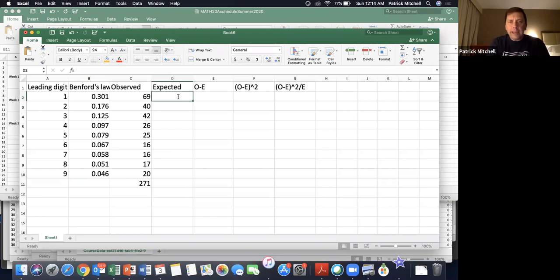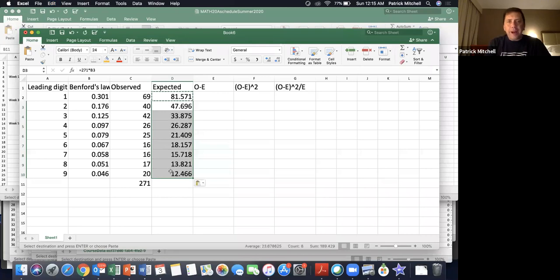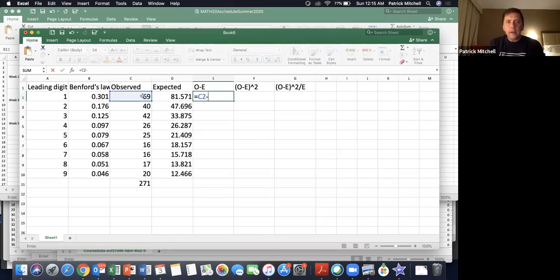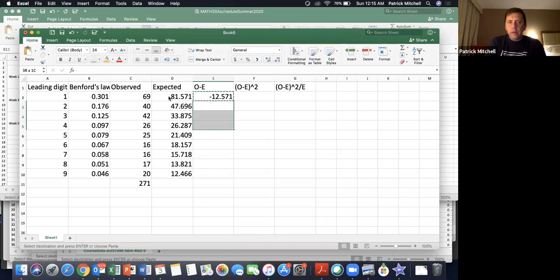So here I'm going to say equals 271 times this value over here. And I'm going to do that as a cell reference so that when I copy this cell down to the rest of the row, it will use the number from the correct row. So there's the 81.571. And if I copy this and paste it down here, it will give me all of my expected frequencies. So now watch what I do next. O minus E, I'm going to tell Excel to do this number minus this number. And I am going to do that all the way down this column.